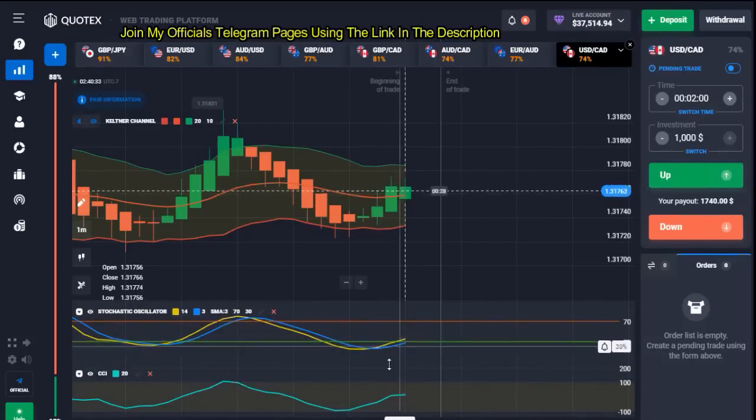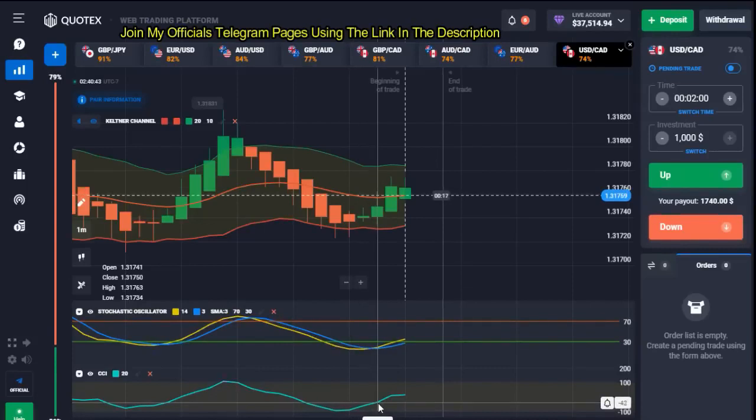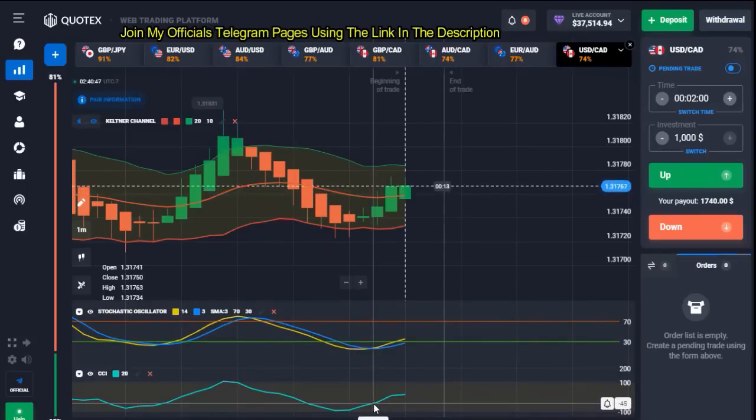The same thing with our CCI. The crossover happens here in the oversold position of our CCI as well, and it's following up. So always make sure that your CCI and your stochastic oscillator are on the same trend before you place the trade. It's very, very important. This is the confirmation we need to see here.